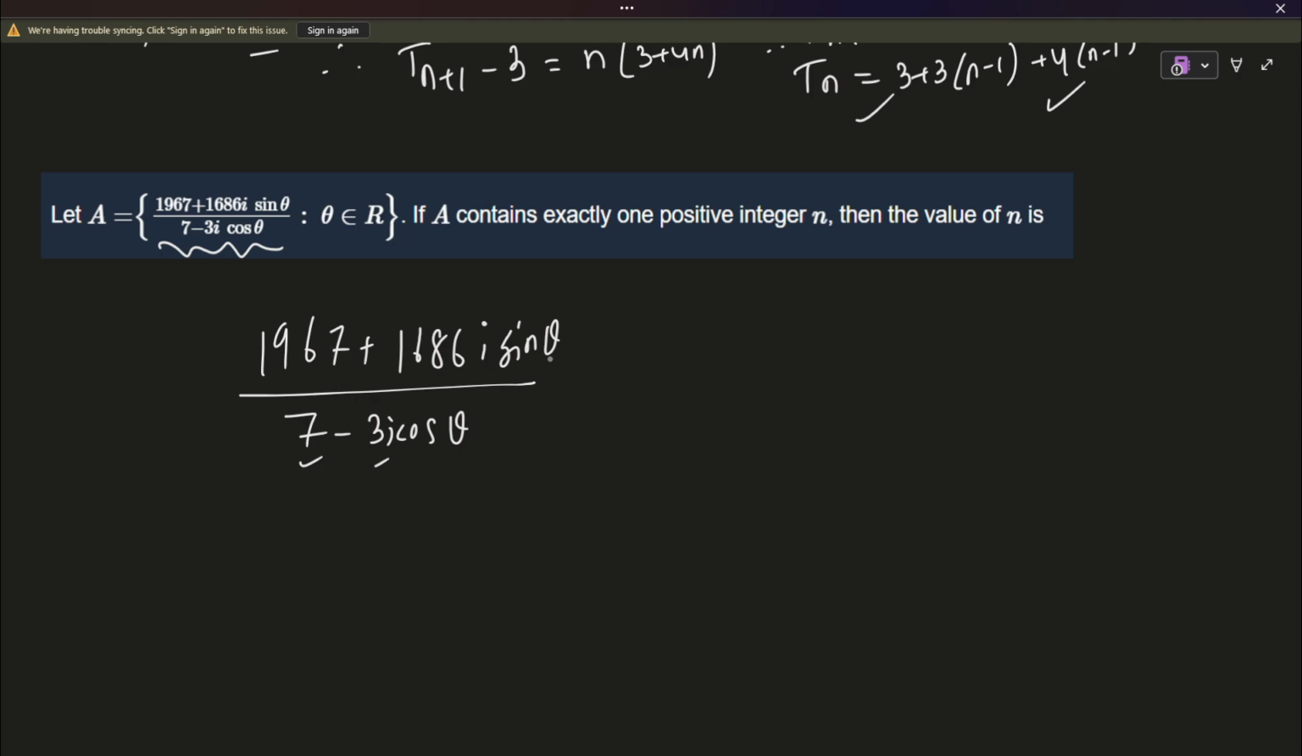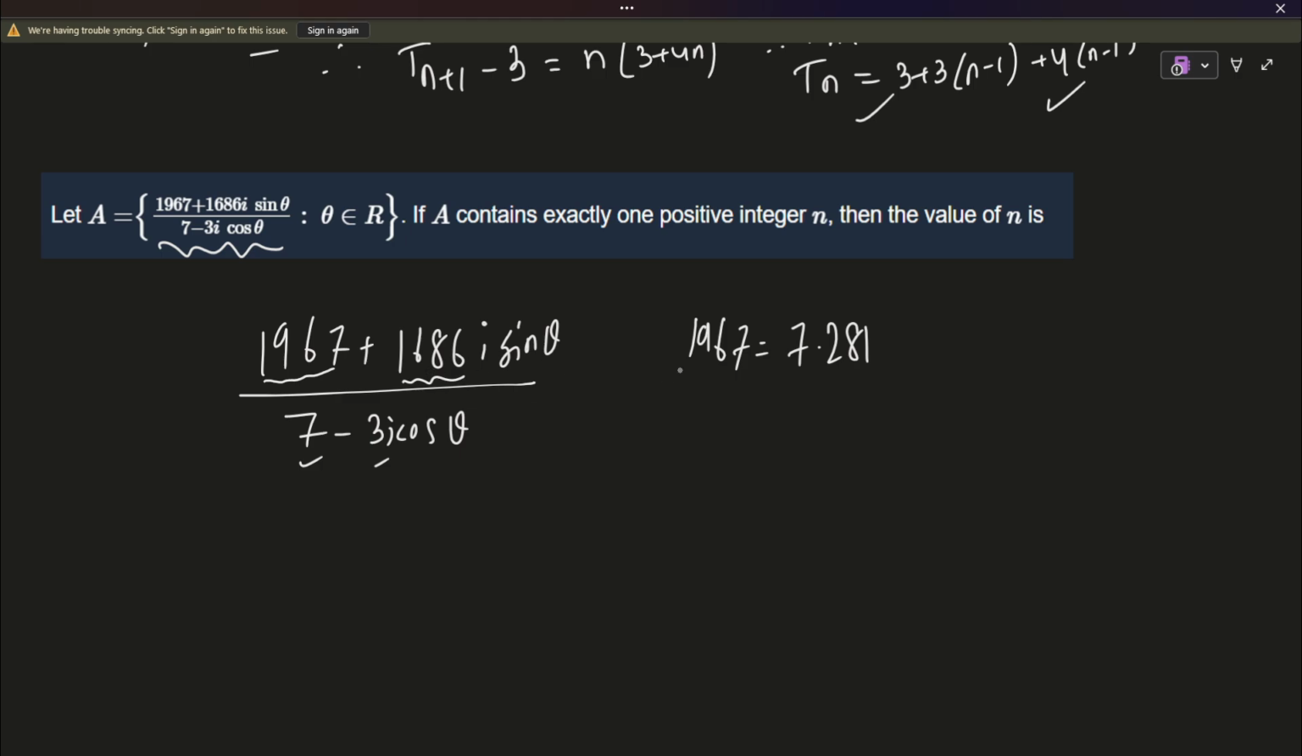That has to be the case for some value of theta. I just don't know which value of theta. Which means, may I try dividing it by 7 and dividing it by 3? Okay, let's see. So when I divide 1967 by 7, we simply get 7 into 281. Nice. But this does not divide by 7.